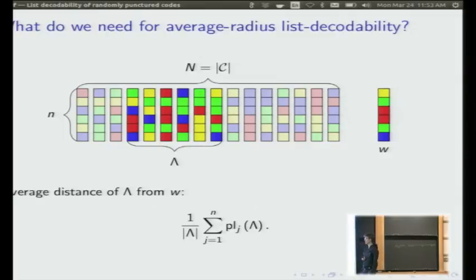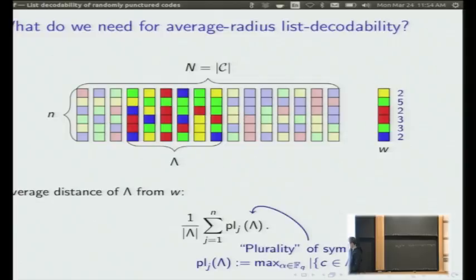So I'm going to write that like this. The average distance I'm going to write as the sum of the pluralities of lambda, my set lambda. I just made up this notation, so I'm going to spend a little while on it so that we internalize it, because I'm going to use it for the rest of the talk. So what do I mean by the jth plurality of lambda?